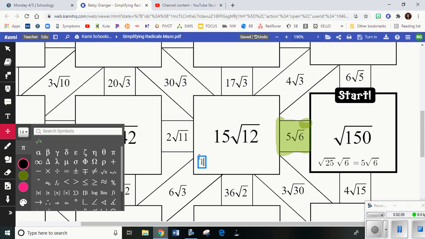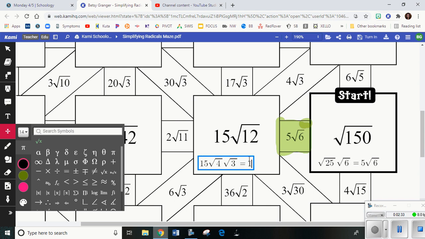Okay, so I'm going to leave the 15 alone out in front, and we're going to break down the square root of 12 using a perfect square. So 12 divided by 9 doesn't work. 12 divided by 4 works. 12 divided by 4 is 3, or 4 times 3 is 12.